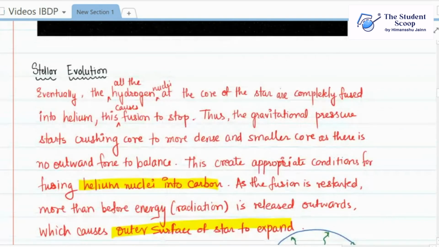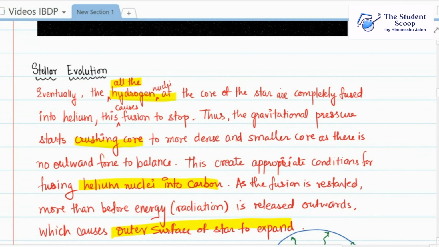Now, how does stellar evolution happen further? In stellar evolution, when the star's radiation pressure stops, then the fusion process ends. The fusion process ends when all the hydrogen at the core is completely fused. Now, when all the hydrogen at the core is completely fused into helium, the fusion stops, the gravity overtakes and starts crushing the core. The core becomes more dense, the temperature increases, the pressure increases, and what will happen?